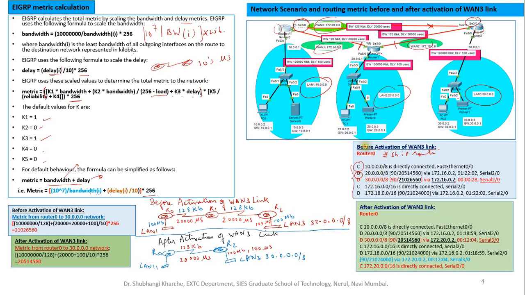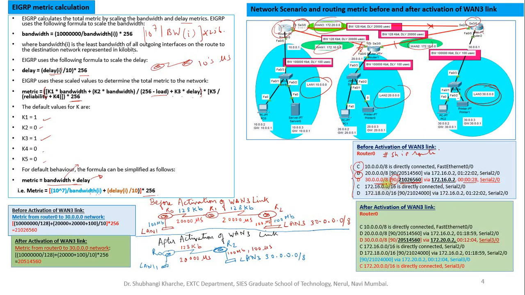If we consider the path from router R0 to this 30. LAN network, this network is reachable with an AD value of 90, which is the administrative distance value for EIGRP. It is reachable with a metric of 21026560 via the next hop 172.16.0.2, and it is reachable via this serial 2/0 interface.